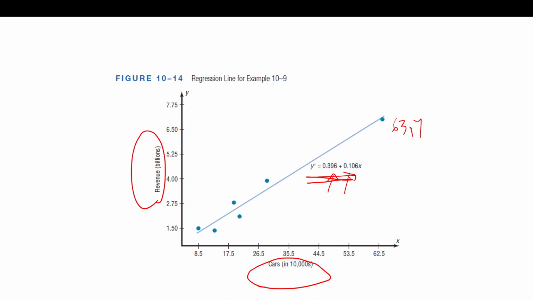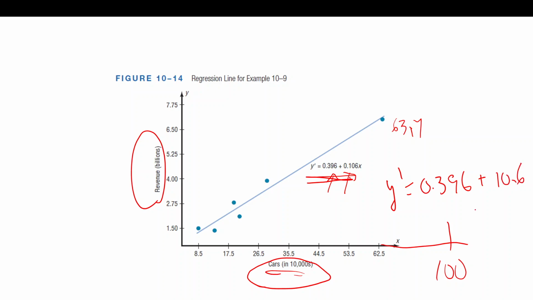So that is our regression model. Now we could take this and we could predict out if we had 110,000 cars. We could stick 100 in, right? And 100 times 0.106 is 10.6. And we would get 10.969, and that would be our predicted revenue. And that would be cool. This is why business loves these things, people. Everybody wants to be able to predict how much money they're going to make next year.